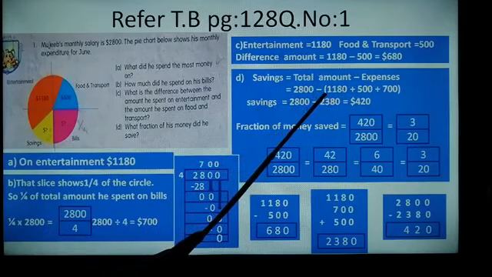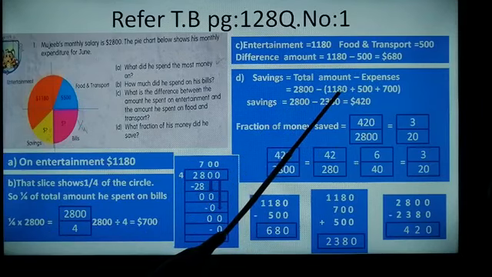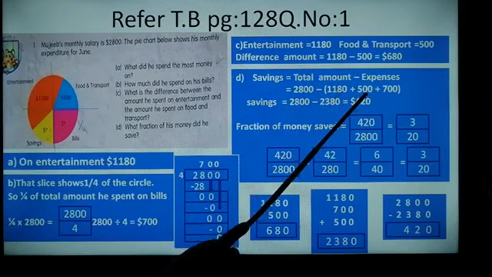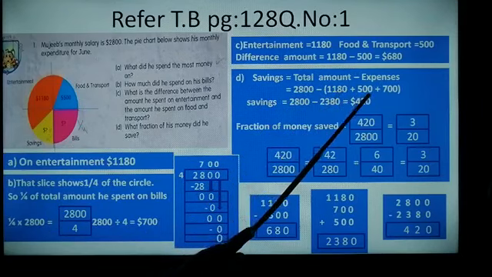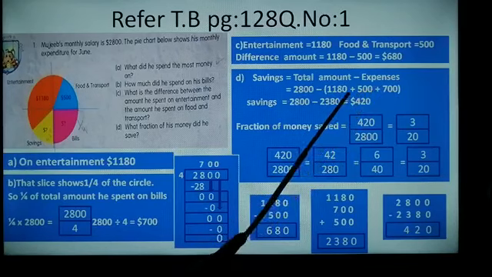2800. Subtract. What are the expenses? For entertainment 1180. For food and transport 500. For bills 700. So first we will add these 3.